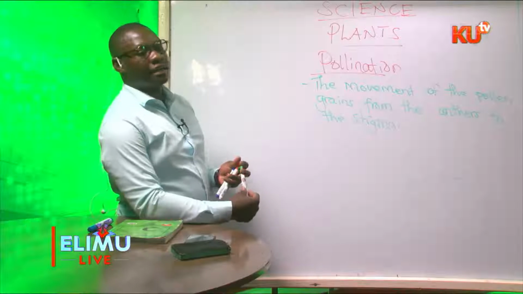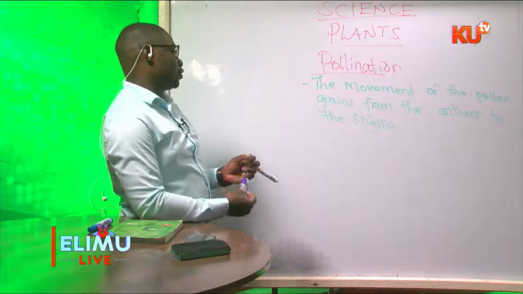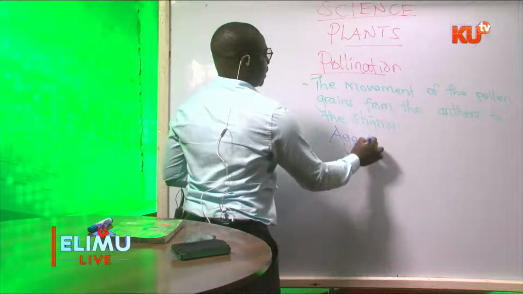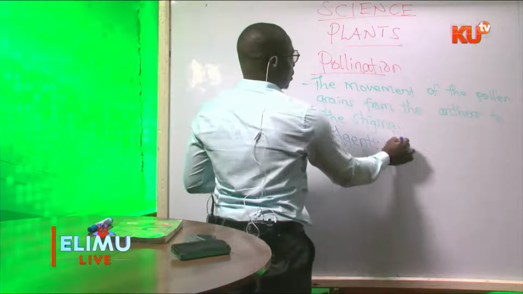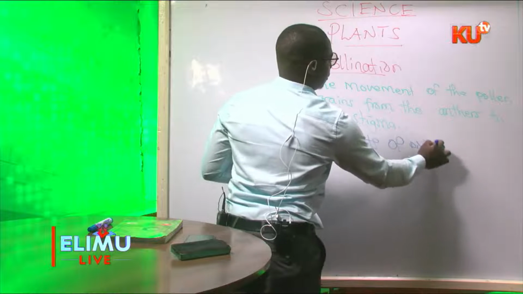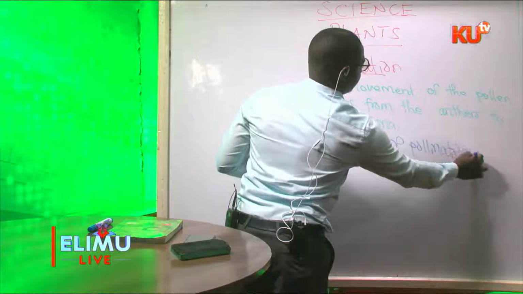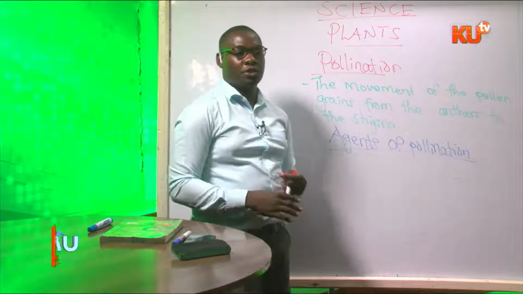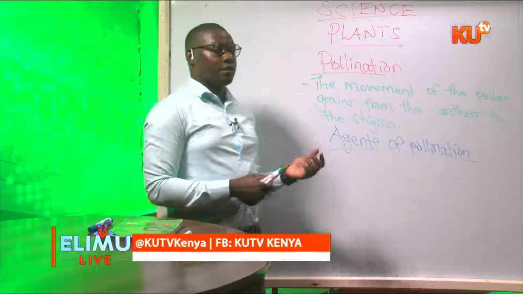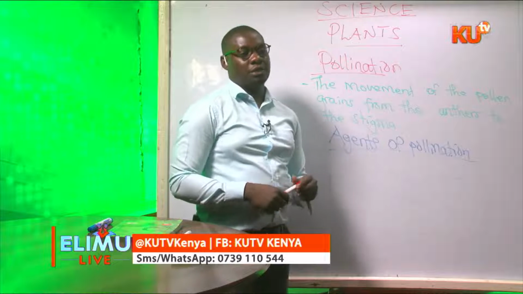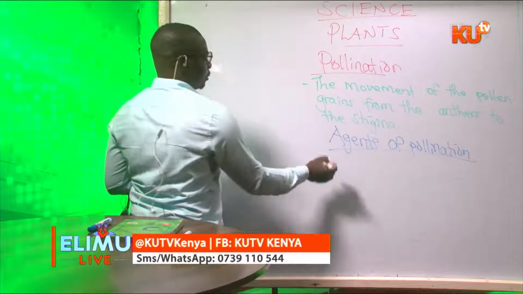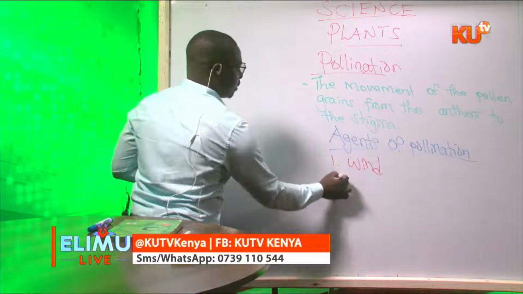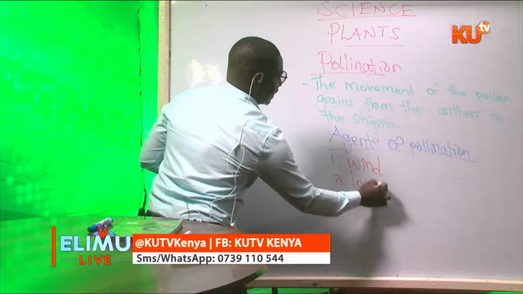There are things that make it possible for pollination to take place. We'll call them agents of pollination. They will be called the agents of pollination. So we have several, but we'll look at two mainly. We'll have wind as an agent of pollination, and we will have insects.